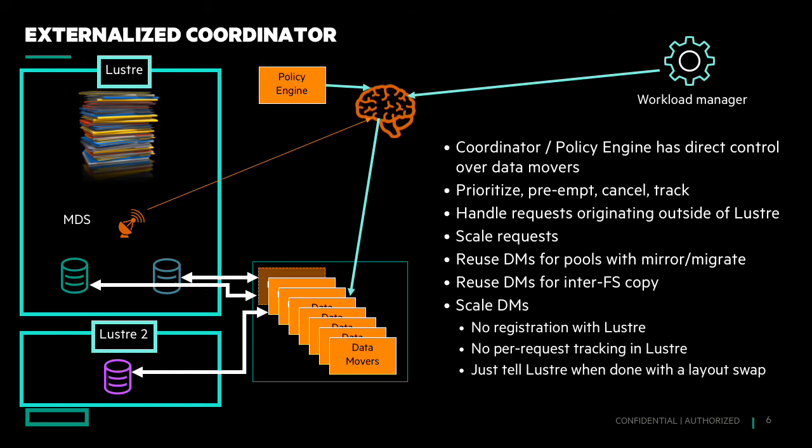Data movers and the copy tools running on the data movers don't need to register directly with Lustre. They just do whatever the brain told them to do. And when they're done, they just tell Lustre that there's been a layout change, for example. So we just do that with an LLAPI call once the data mover has finished doing its thing. So you copy data to a temp file, for example, with a new layout, do an atomic layout swap at the end, and that's it. You don't need to involve a Lustre coordinator. You just need to tell the MDS the layout has been changed, has been swapped.